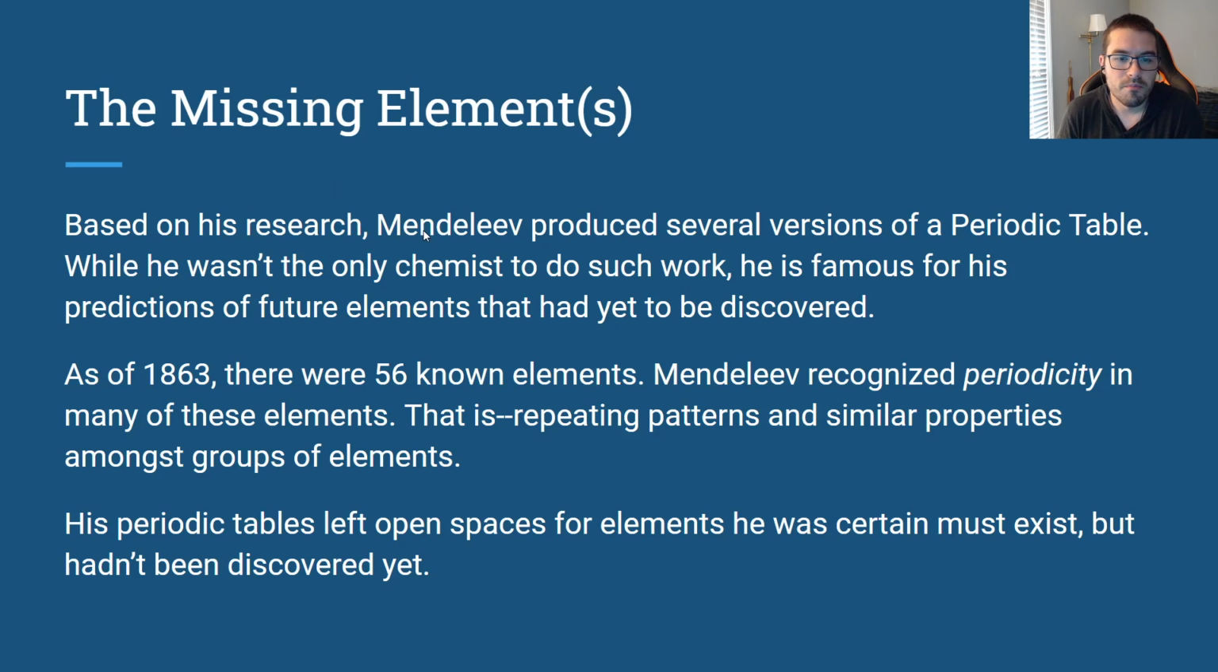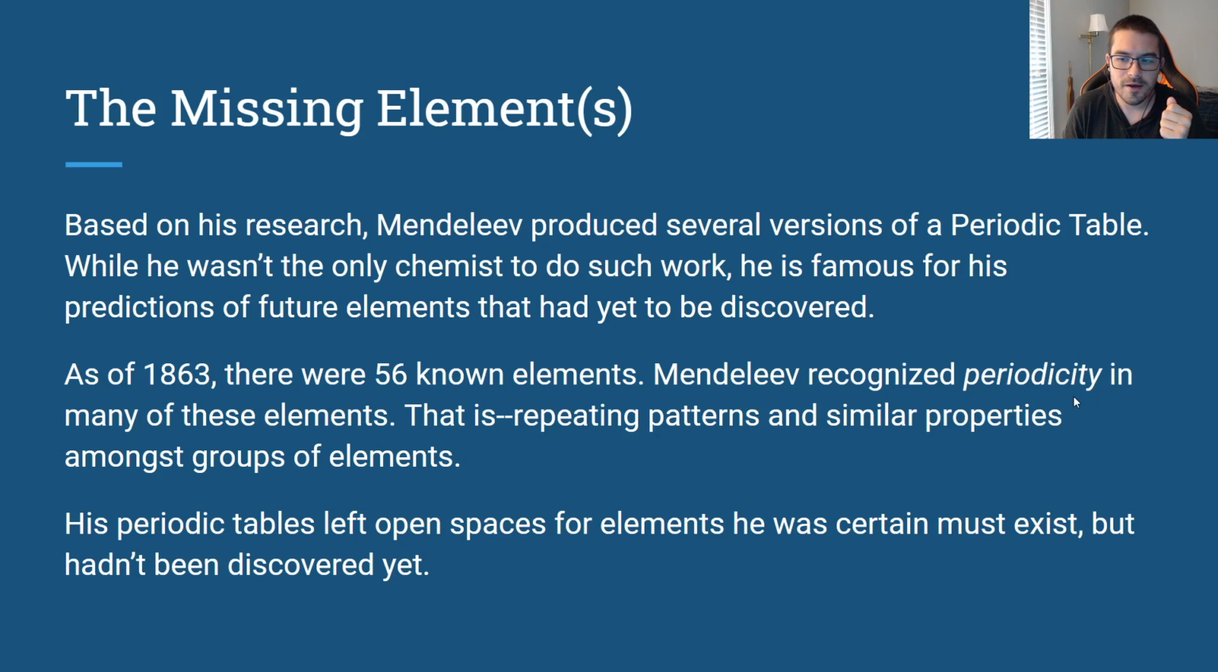based on his research, Mendeleev produced several different versions of a periodic table. And while he wasn't the only chemist doing that type of work at the time, he is famous for one particular thing, and that is for his predictions of future elements that had yet to be discovered. Okay, so as of 1863, there were 56 known elements, okay, that had been discovered and accepted by the scientific community at the time. Mendeleev recognized periodicity in many of these elements. Periodicity means repeating patterns and similar properties amongst groups of elements, okay?